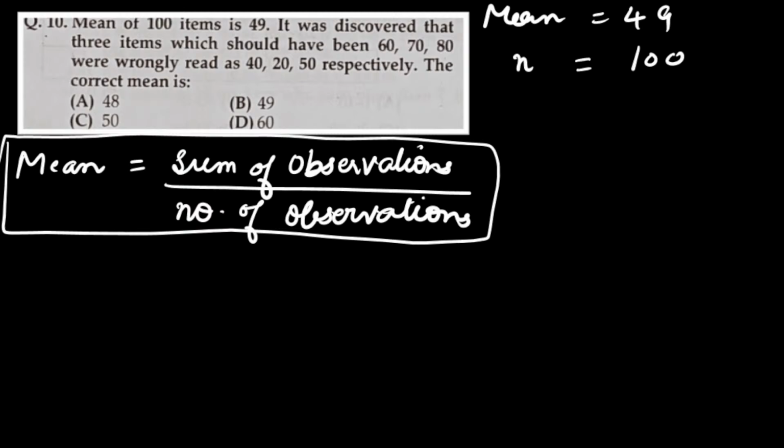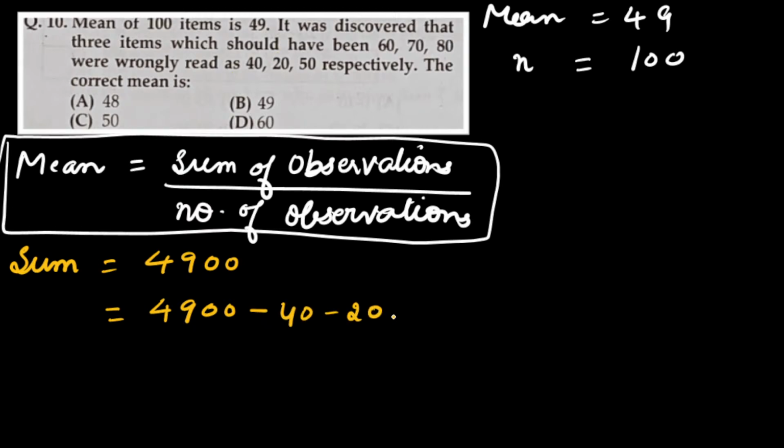So the sum of 100 observations, we found wrong observations. How much did we find? 4900. In this 4900, some of the numbers were wrongly observed, so we will just subtract these. Which numbers were wrongly observed or wrongly read? Those numbers were 40, 20 and 50. I'll subtract the numbers which were read wrongly from this one.